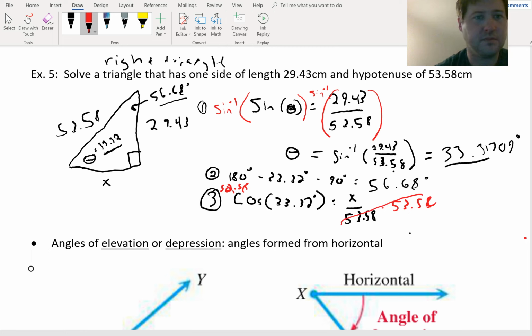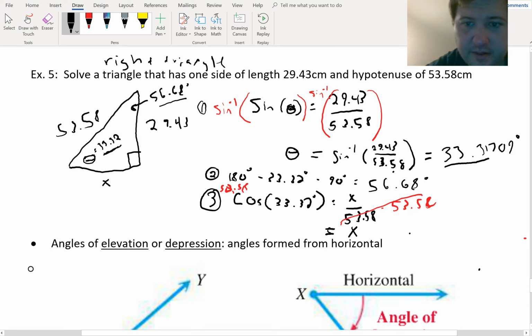Okay. So that gives us x equals this cosine times 53.58. I think I just may have typed this. Oh no, that's my other angle, 56. Okay, never mind. Getting confused here because my 3 is so messy. So that is correct. This was where my 6 is up here in the angle.